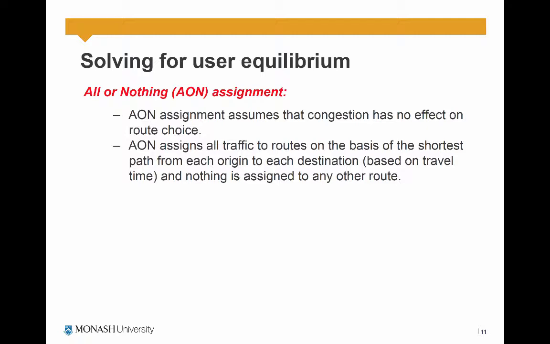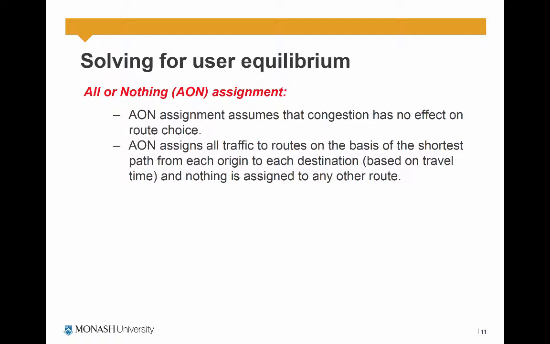But when it comes to larger networks, networks that have multiple origin destinations, multiple paths between origin destinations, this becomes a little bit difficult. Therefore, we need some algorithms to help us solve this user equilibrium problem. The first algorithm, and the very basic one, is the all or nothing assignment that assumes that congestion has no effect on route choice. In all or nothing assignment, we assign all traffic to routes on the basis of the shortest path from each origin to each destination, and nothing is assigned to any other route.